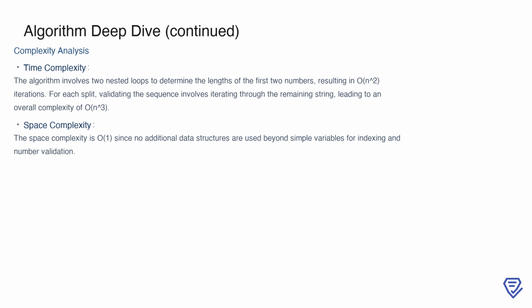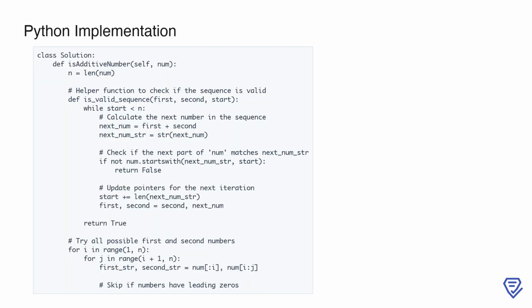Here, we begin by defining a class called Solution and implementing the isAdditiveNumber method, which takes a string num as input. The length of the string is stored in n. Inside this method, we define a helper function called is_valid_sequence. This function helps us verify if a sequence starting from given numbers forms a valid additive sequence. It takes 3 arguments, the first and second numbers in the sequence, and the current starting index in the string.